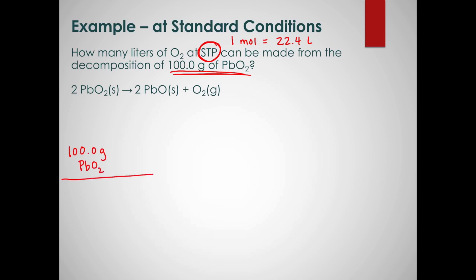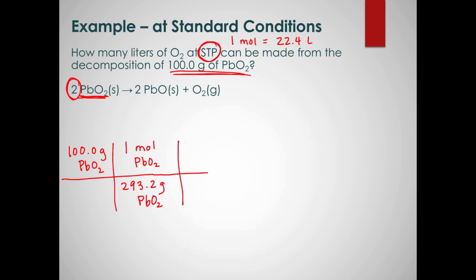Okay, so now we will convert our lead oxide into moles of lead oxide, and we'll do that using the molar mass. So we have 293.2 grams of lead oxide for every 1 mole of lead-4 oxide. Now that we've converted into moles of lead-4 oxide, we can use our mole ratio to convert into moles of oxygen. For every 2 moles of lead-4 oxide, we have 1 mole of oxygen gas. So we have 2 moles of lead-4 oxide, 1 mole of O2.